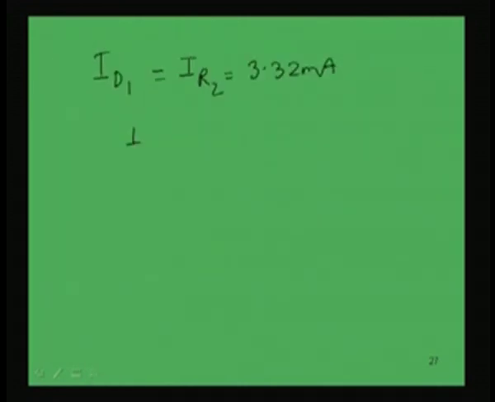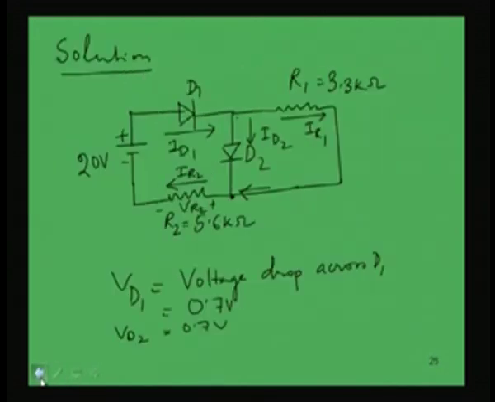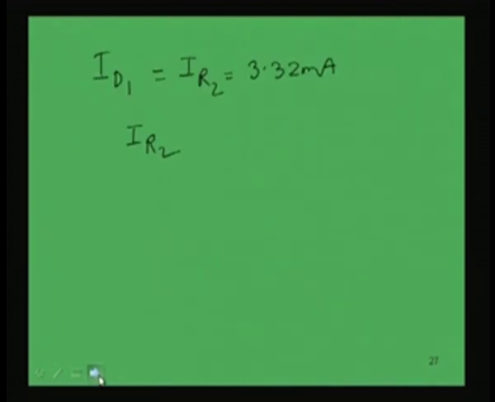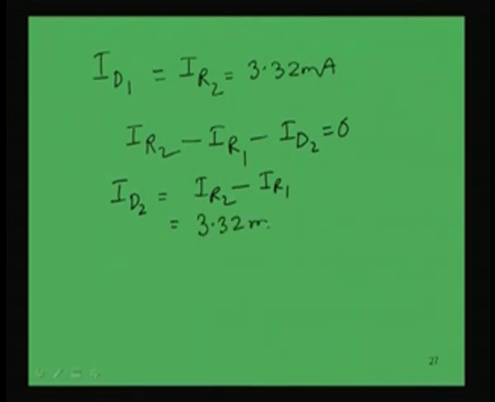So, if we follow the rule that entering current and leaving current have opposite signs, this leaving current is positive IR2, and entering currents IR1 and ID2 are negative. Then we get IR2 minus IR1 minus ID2 equal to 0. So, what is ID2? That is the question. ID2 is nothing but IR2 minus IR1. IR2 is 3.32 milliampere minus IR1, which is 0.212 milliampere. This subtraction will lead to 3.108 milliampere. So, all the currents are now known. In this example we have used the constant voltage model.